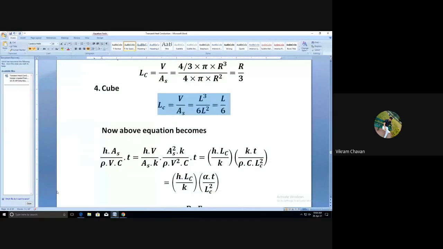Now above equation becomes h multiplied by A suffix S divided by rho VC multiplied by T is equal to HV divided by A suffix S multiplied by K, multiplied by A suffix S square multiplied by K, whole divided by rho V square multiplied by C, whole multiplied by T, which is equal to, in one bracket, H multiplied by LC divided by K, and in another bracket, K multiplied by T divided by rho C LC square.